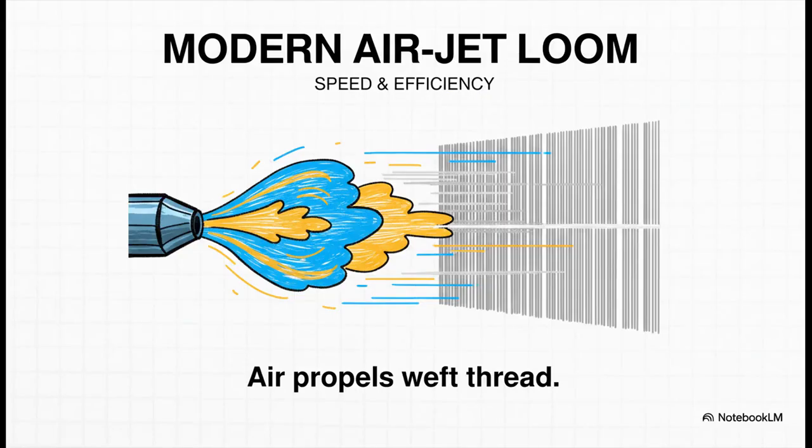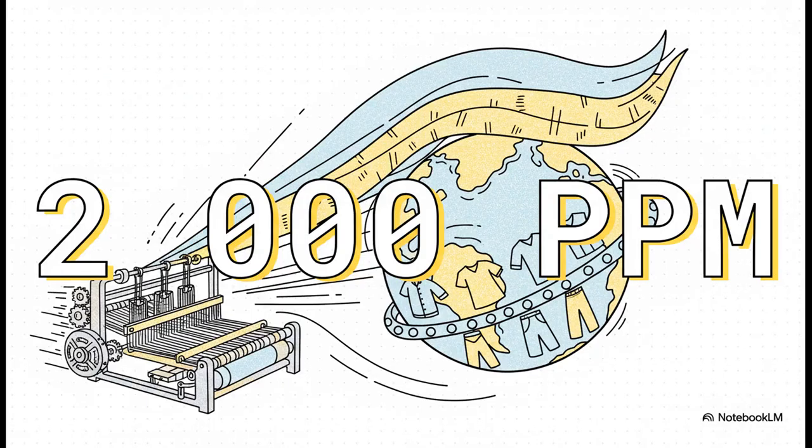The solution was to do something radical. Get rid of the shuttle completely. Enter the modern air-jet loom. Instead of chucking a heavy wooden shuttle back and forth, these machines use a powerful, precise blast of compressed air to shoot the yarn across. And the result is just mind-blowing. We're talking up to 2,000 picks per minute. That's a tenfold increase in speed, a quantum leap in productivity that completely transformed the entire textile industry and made mass-produced clothing possible for everyone.